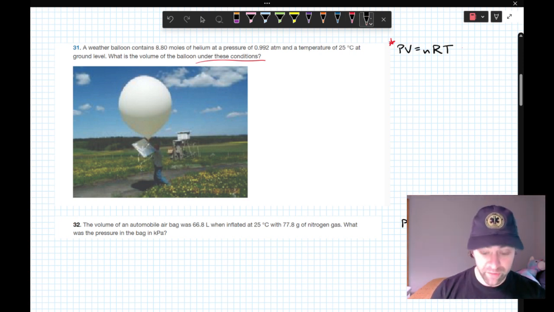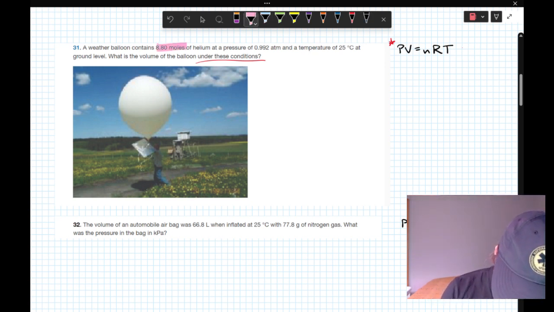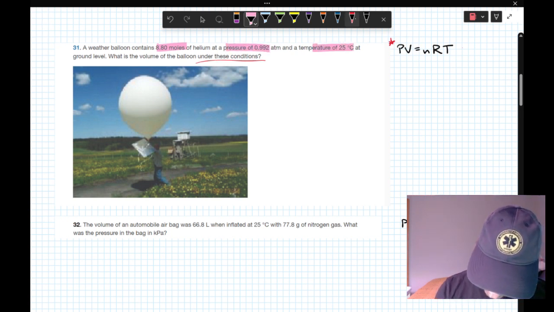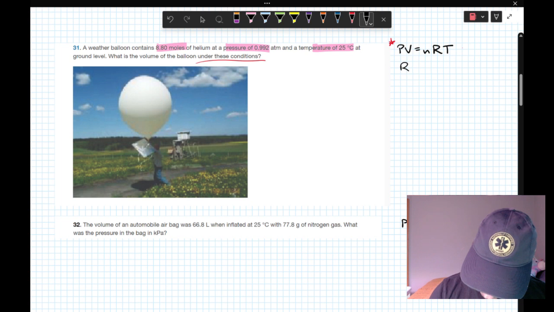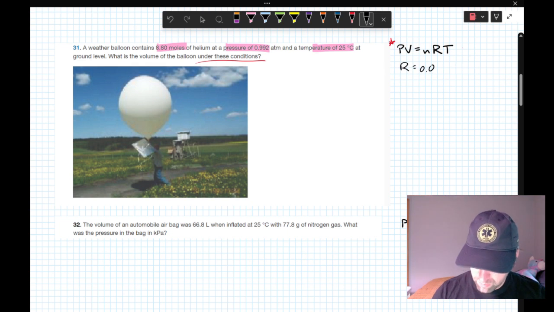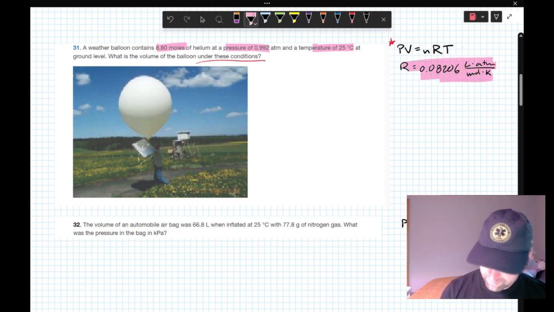We are already given some values. Let's go ahead and highlight those. We have quantity, we have pressure, and we have temperature. We're given R, which is a constant, and that is 0.08206 liters times atmosphere over mole times Kelvin. And this you just need to know. It may or may not be given on your exam.